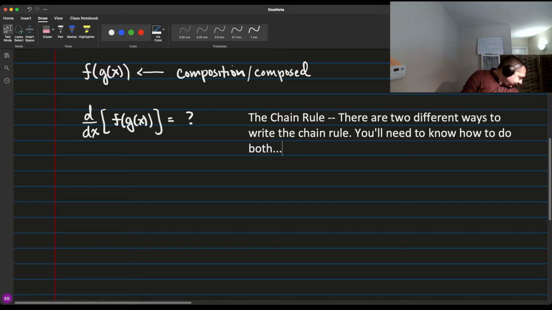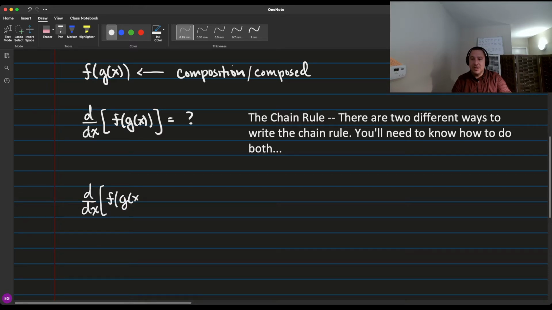Let me show you how the chain rule works. So let's say that you're taking the derivative of f of g of x. The chain rule tells you take the derivative of f and leave g inside of it, and then multiply by the derivative of g.